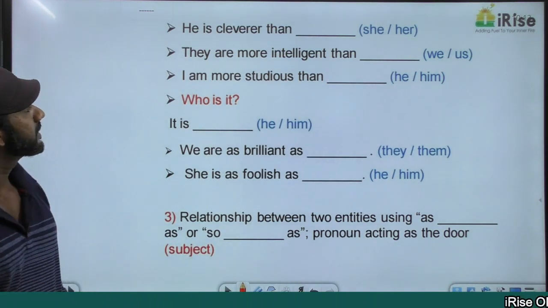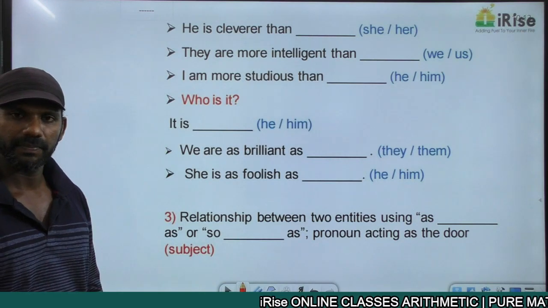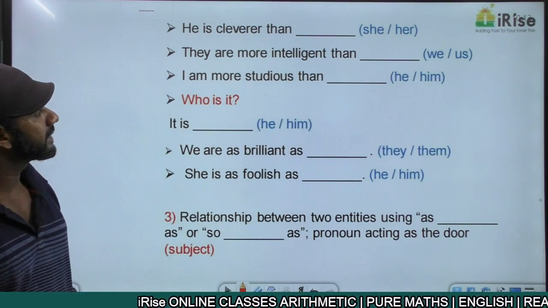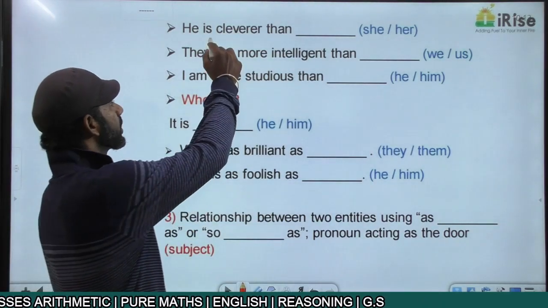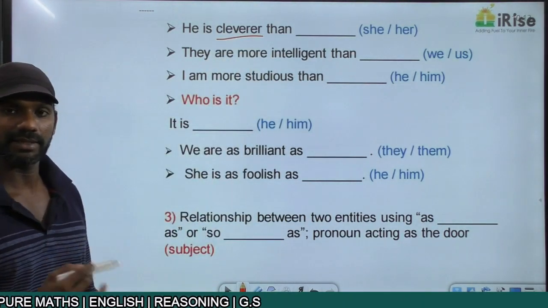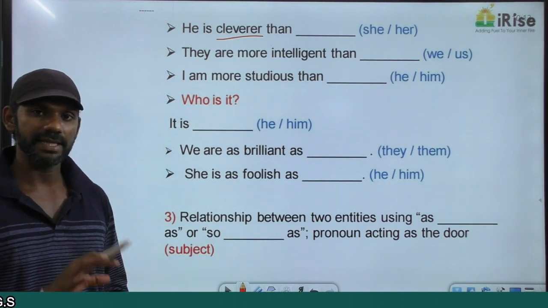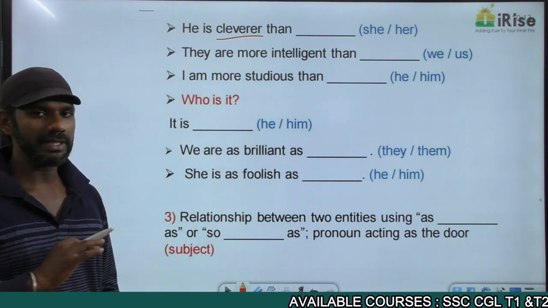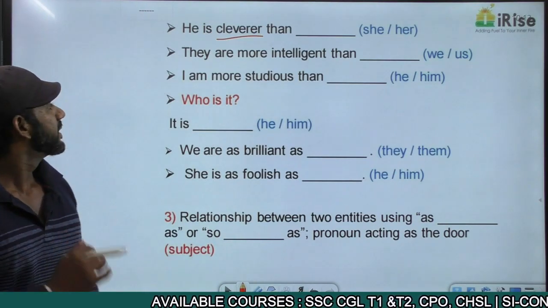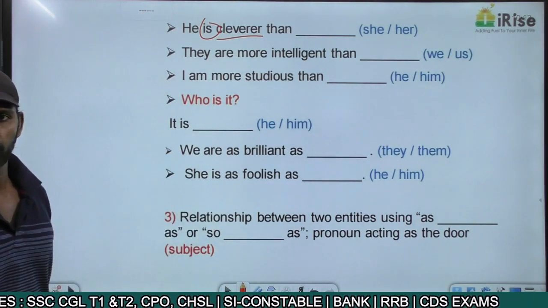Now come to the statement. He is cleverer than dash. What is the verb here? Cleverer is not a verb. Clever is not an action. Clever is an adjective. It's a comparative degree adjective. We'll go for adjectives in detail after pronouns. It's not a verb. The verb in this sentence is the auxiliary verb.